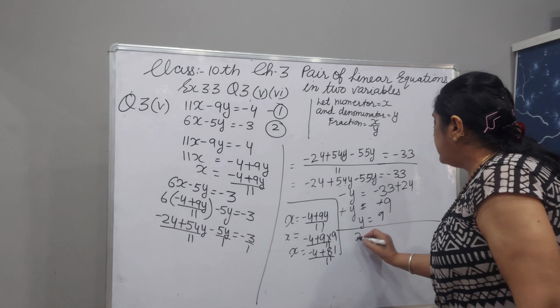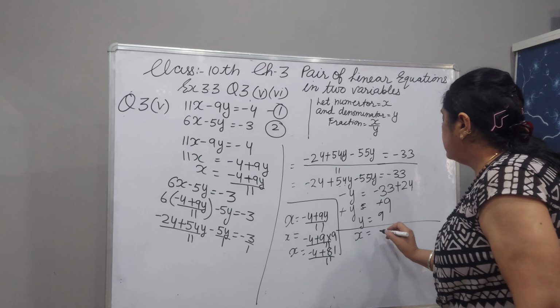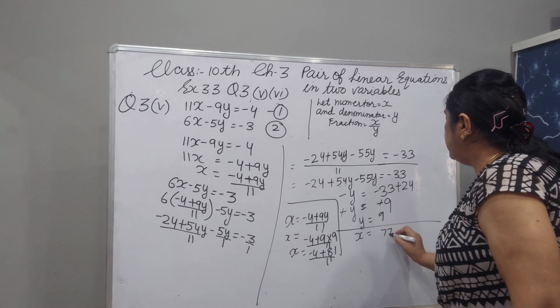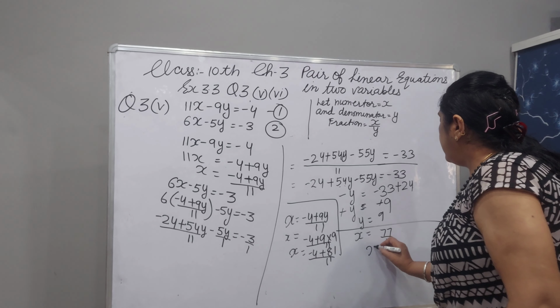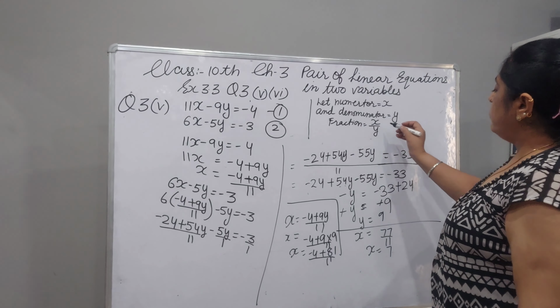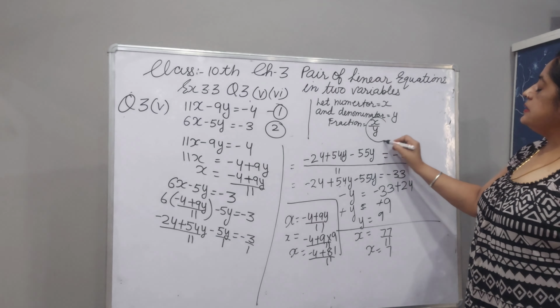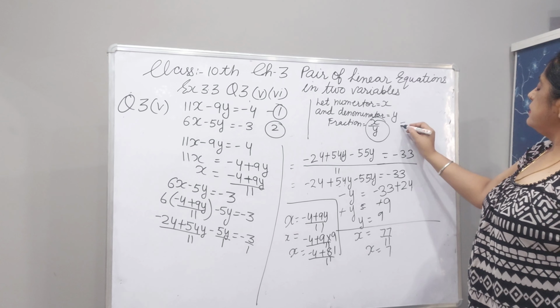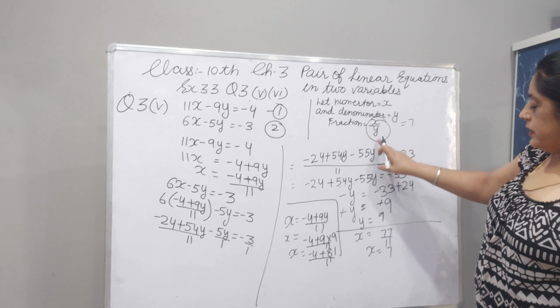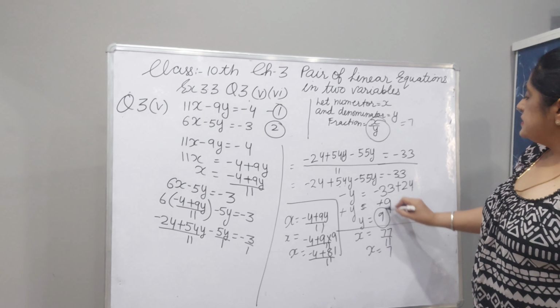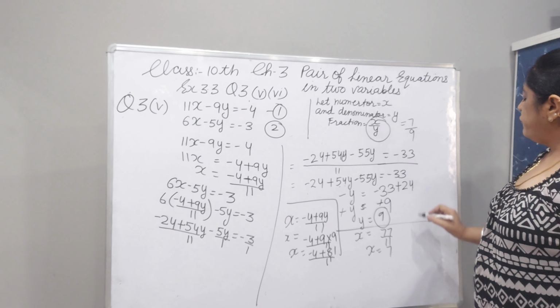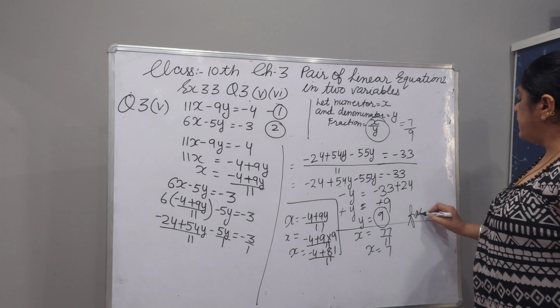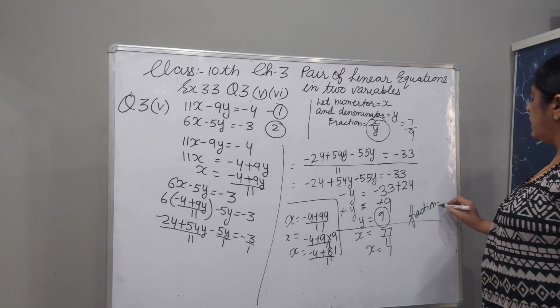And then 77 by 11. X value will be 7. What is our fraction? Our fraction is x upon y. Value of x is 7 and our denominator y value is 9. Our fraction is 7 by 9. That is your answer.